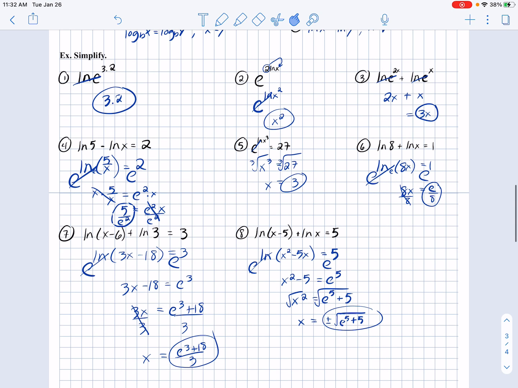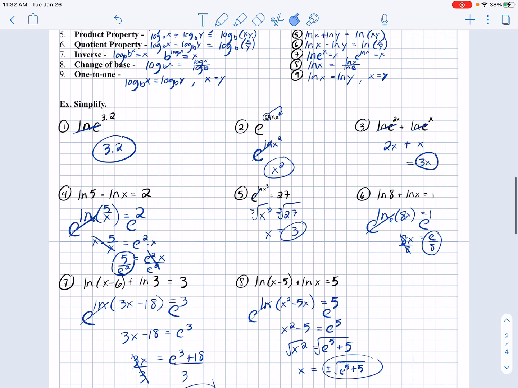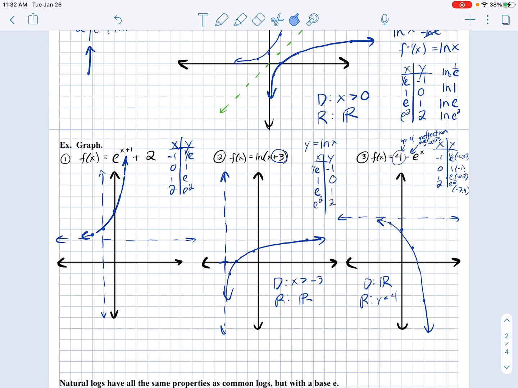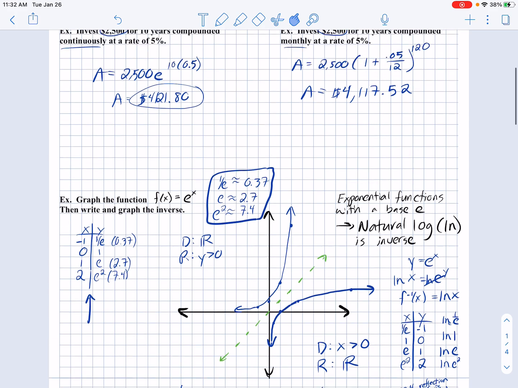Okay, great work. You have some simplifying and solving natural log equations on your homework, and some graphing exponential functions with a base e, and natural log functions, all of which we will go over in class.